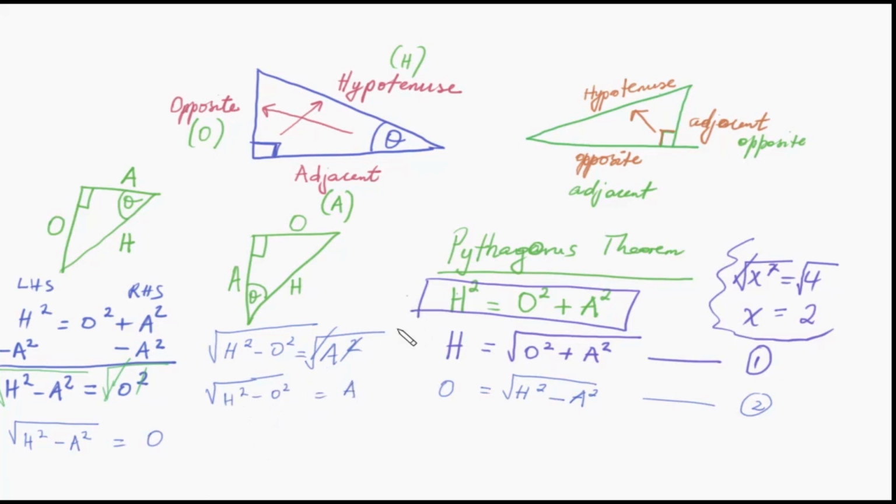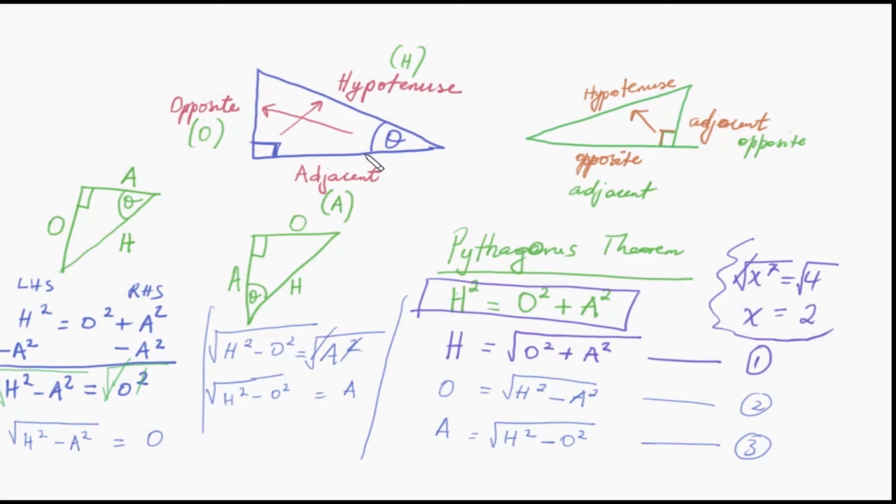So now, what does that mean? That means adjacent is equal to the square root of h squared minus O squared. That would be the third formula that will help you in this topic. So, in a nutshell, you can be given two sides of a right angle triangle and be asked to find the third side.